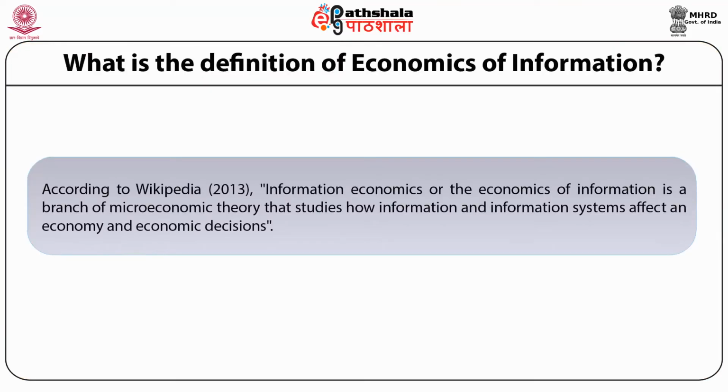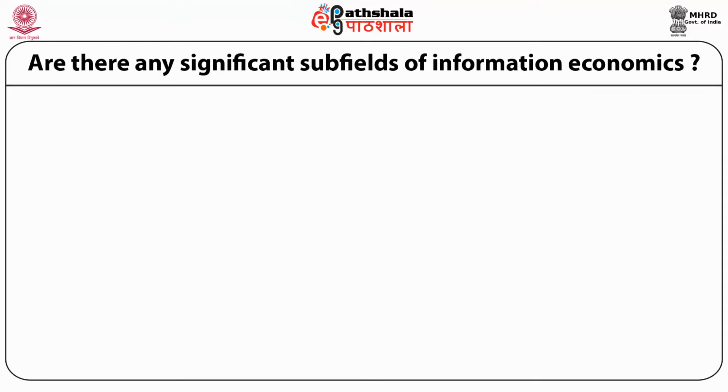Now, the definition of economics of information you just went through. Here you can also see that information is easy to create, but it is very difficult to trust. It is easy to spread, but it is very hard to control. Now, you may be wondering, are there any significant subfields of information economics? Yes, information asymmetry and signaling are very significant subfields of information economics.